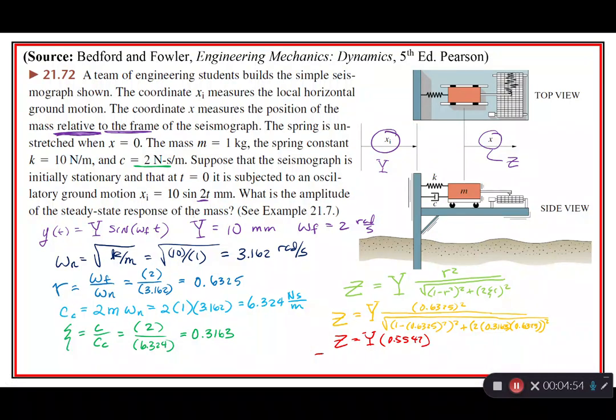So we end up with a Z equals 10 millimeters times 0.5547, and that's 5.547 millimeters, which is the answer that's in the book. I like that problem. That's a pretty straightforward kind of problem, I think, to have as an exam. A 5-minute problem. All 3 problems for 5-minute problems, you'd be out of there in 15 minutes, according to math.